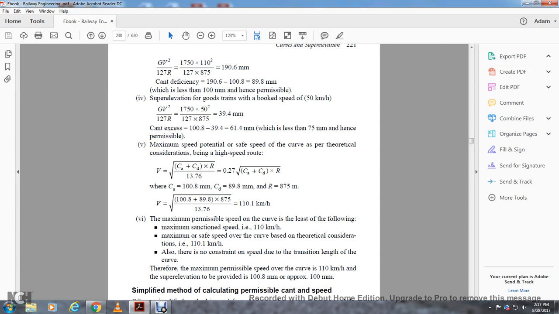The maximum safe speed of the curve based on theoretical consideration is 110.1 kilometers an hour. There is also no constraint on speed due to the transition length of the curve. The maximum permissible speed of the curve is 110 kilometers an hour, with the superelevation provided as 108 millimeters, approximately 100 millimeters.